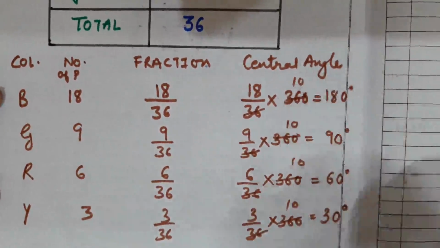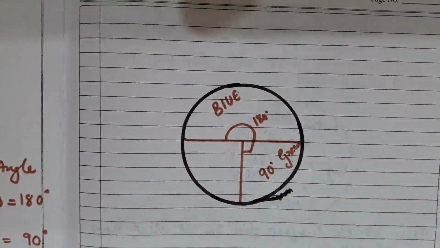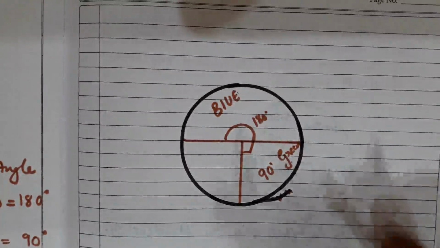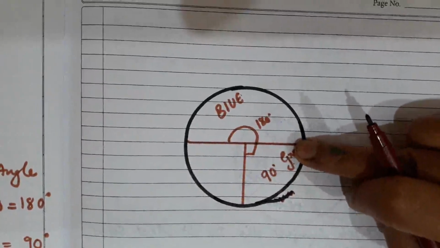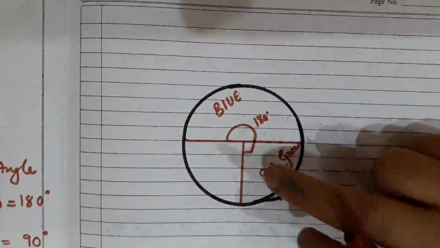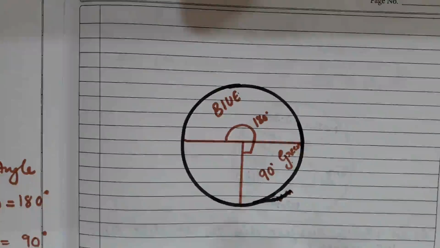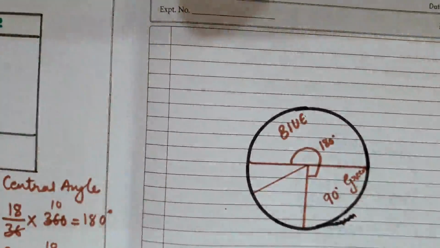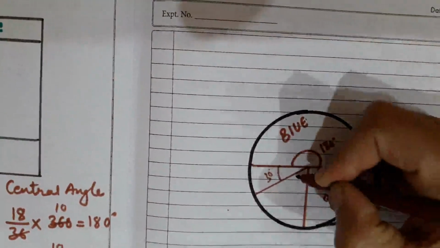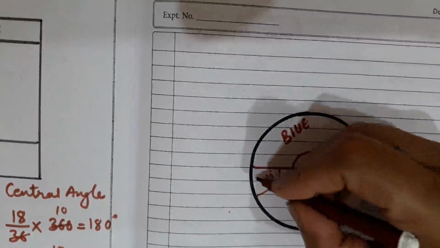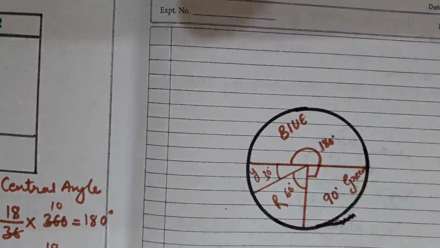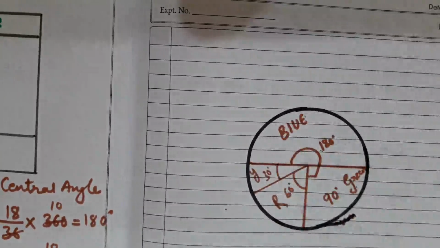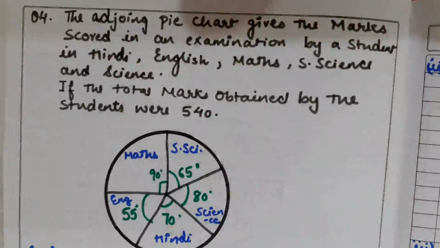Now let's make the pie chart. So in this way I have made it. For that you have to make a circle. Then the half portion is going to represent 180. This portion is 90. Now only 60 and 30 we need to make. How can we make it? Let's see. So this portion will be your 30 and this portion will be your 60. 30 is yellow and 60 is red. So in this way you can draw a pie chart with the help of the protractor. Okay, let's move to the next question.